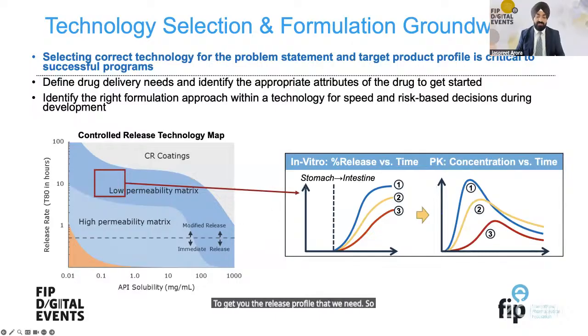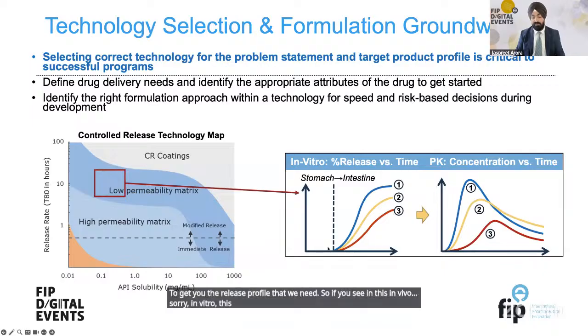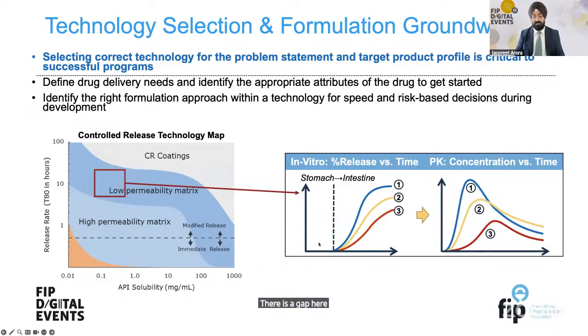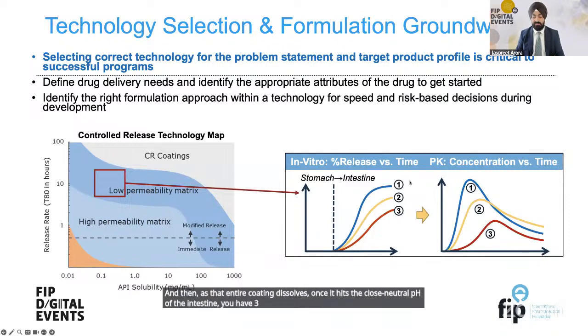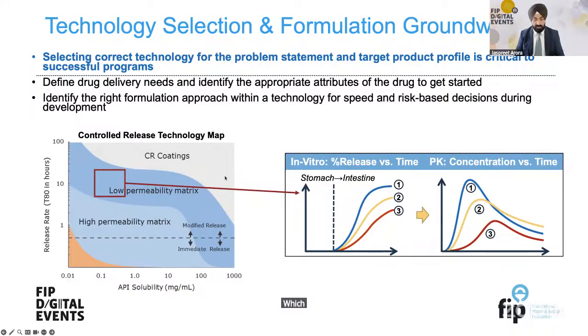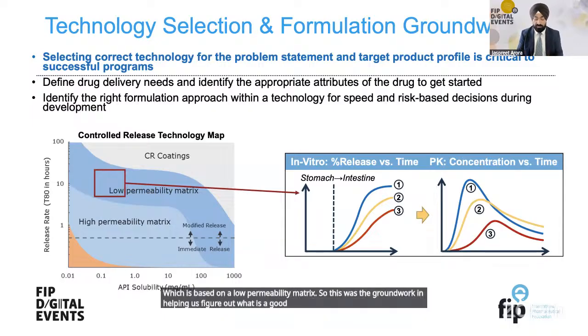So if you see in this in vitro dissolution curve, there is a gap here. This is the enteric coating. That means there's no release in the stomach. And then as that enteric coating dissolves, once it hits the close to neutral pH of the intestine, you have 3 distinct releases, which is based on a low permeability matrix. So this was the groundwork in helping us figure out what is a good starting place for the formulation.